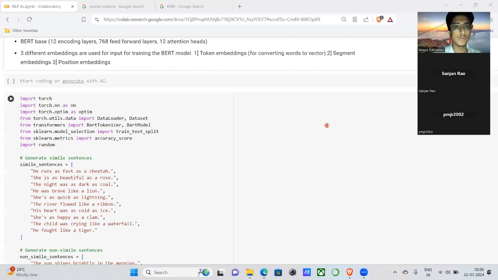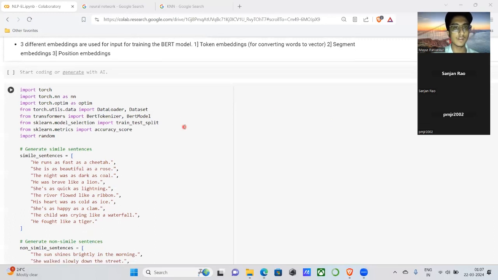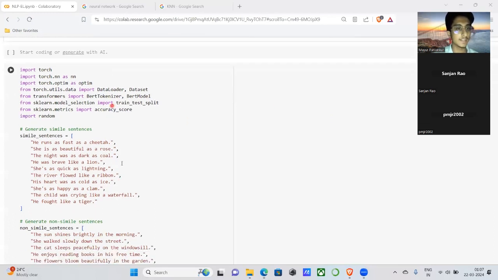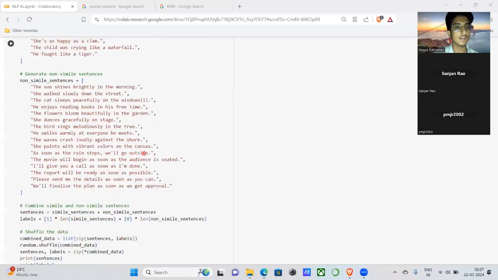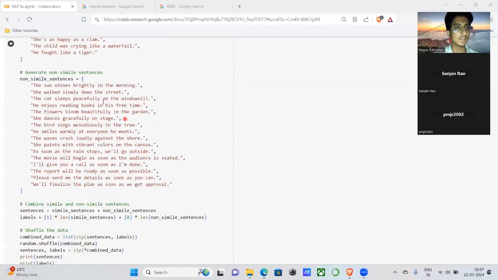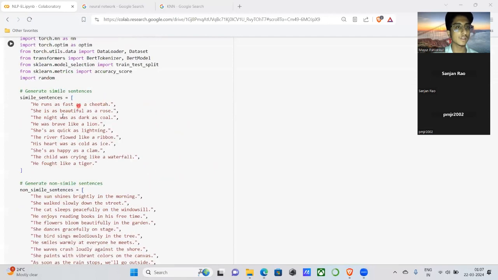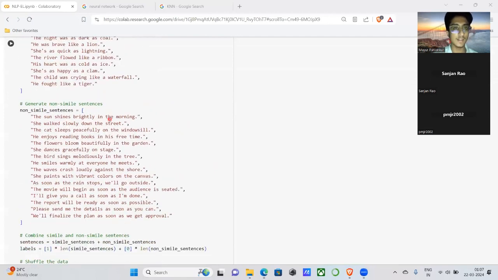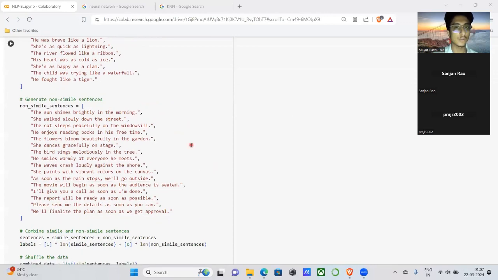So now let us see how we are using the word embedding tokenizer to detect simile in a sentence. Basically, we have taken a set of simile sentences as we can see here, like he runs as fast as a cheetah, she's as beautiful as a rose. And we have taken a set of non-simile sentences as well, like the sun shines brightly in the morning. It is simile because it has the words as, fast as, and like. So as and like are present. But here in the non-simile sentences, those are not present. So they belong to the non-simile category.